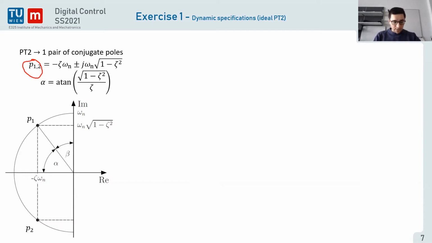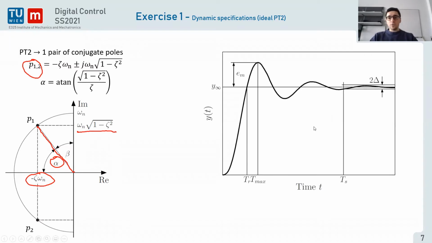And we know that the real value of this pole is minus zeta times omega n. And the imaginary part is plus or minus omega n, which is the natural frequency, times the square root of 1 minus zeta squared. From this, we can also identify alpha here. And so all the poles located on the line defined by the same alpha will have the same damping ratio. So we parameterize these poles with zeta and omega n, because using the zeta and omega n definition, we can identify a set of physical properties.